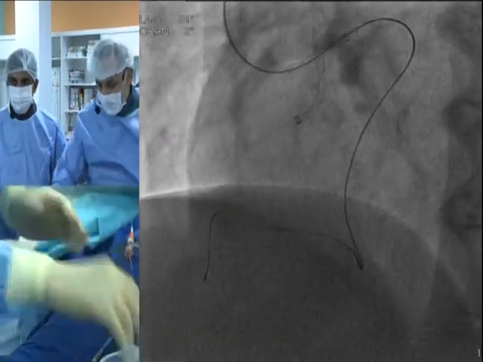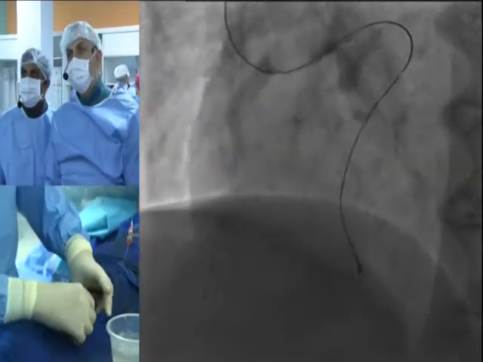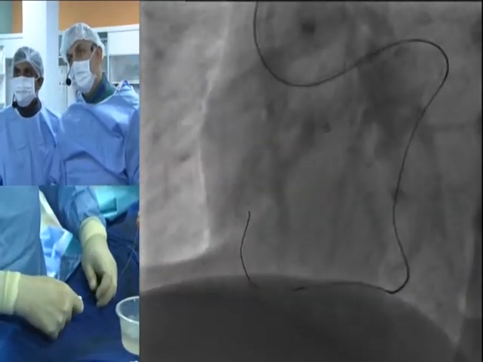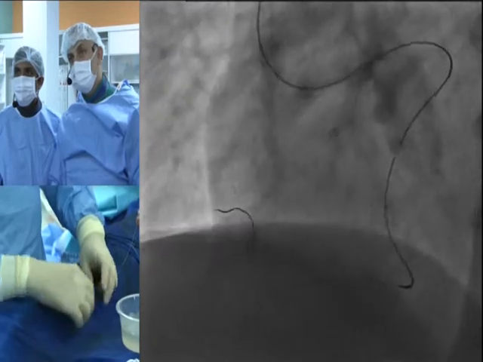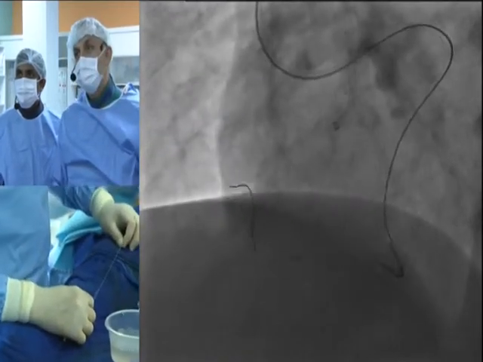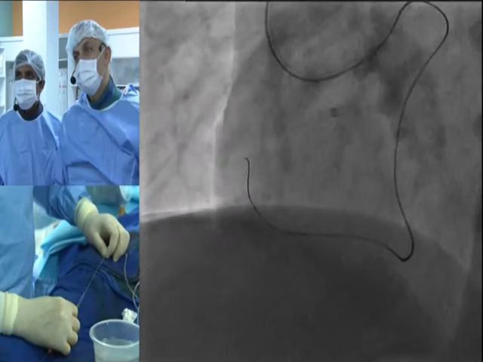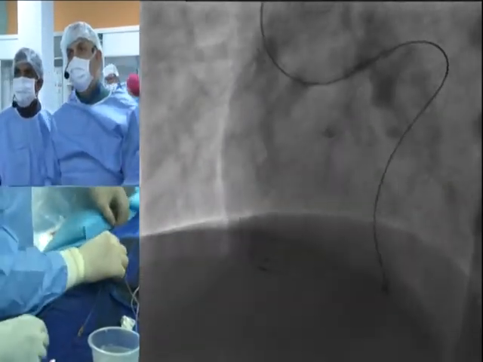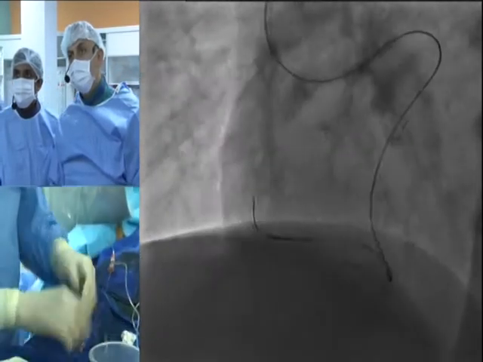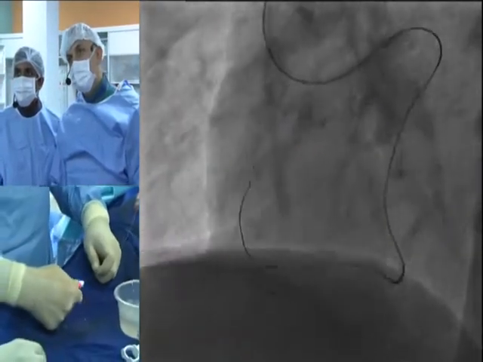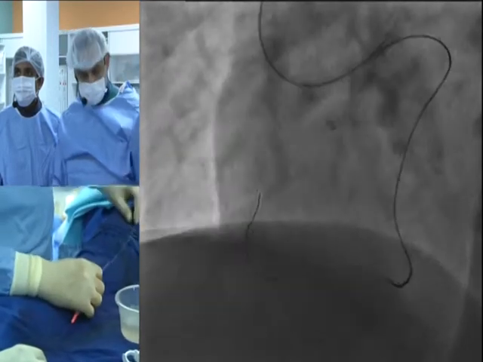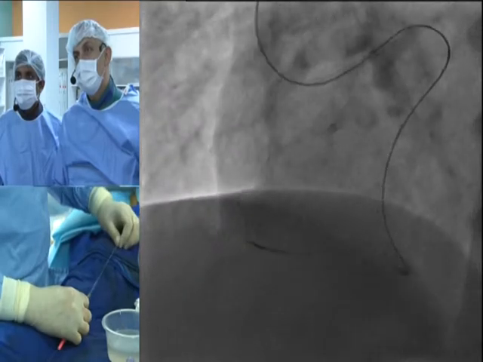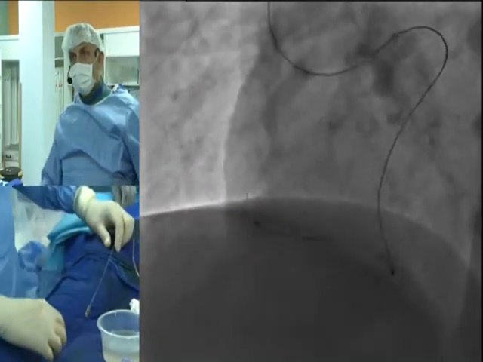Okay, now I think we are in the distal right coronary artery. Just try how it goes. I like to push a little bit more to take that curve. The guiding catheter is coming back, keep an eye on that. Sometimes you need 2 people, one to hold the guide catheter.